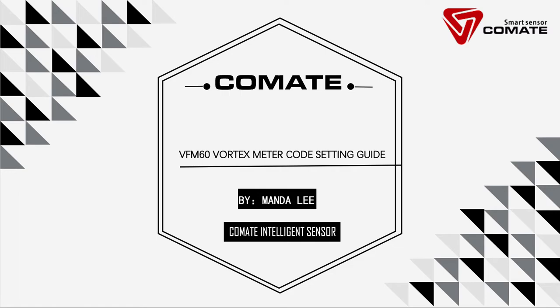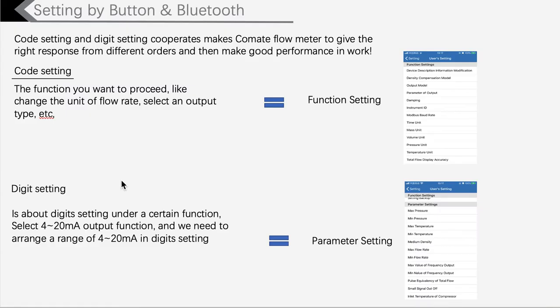Today's topic is about VFM60 Vortex meter code setting. The sure thing is that the Comment team will complete all works before departing the meter to your hand. In this video, you will understand the meaning of each code and how to make some settings as the need of performance. Cooperation between code setting and digit setting makes Comment Flowmeter give the right response from different orders.